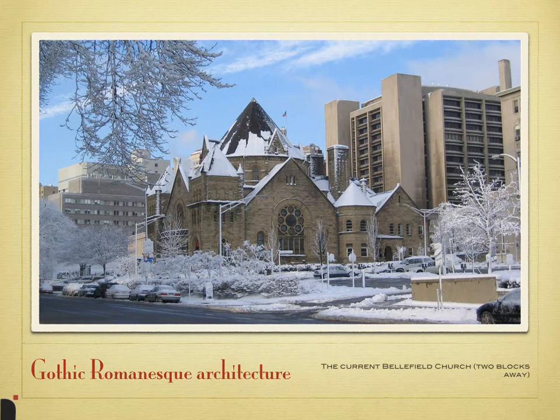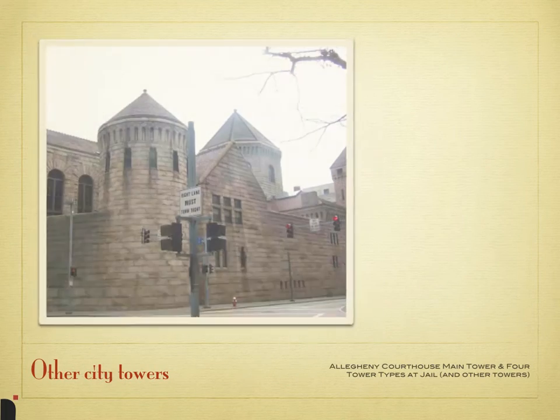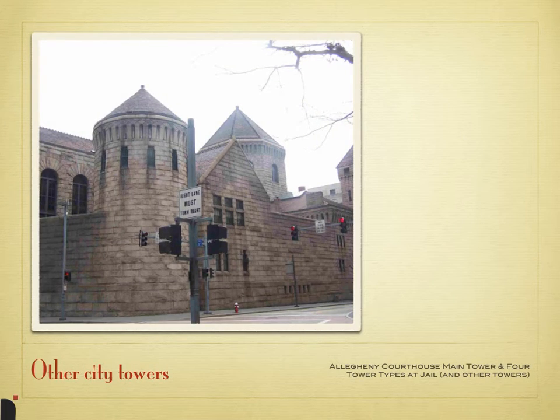This is the current Bellafield Church, the one that's 2 blocks away. And it's an example of the city architecture, which this tower is one of them. The city architecture is known as Gothic Romanesque, and it's all throughout the city of Pittsburgh, where I grew up. This is the examples of other city towers. This is the courthouse and jail in the downtown region, which is, all these neighborhoods are really close together. Across all of the ones I'll talk about is less than 2 miles.